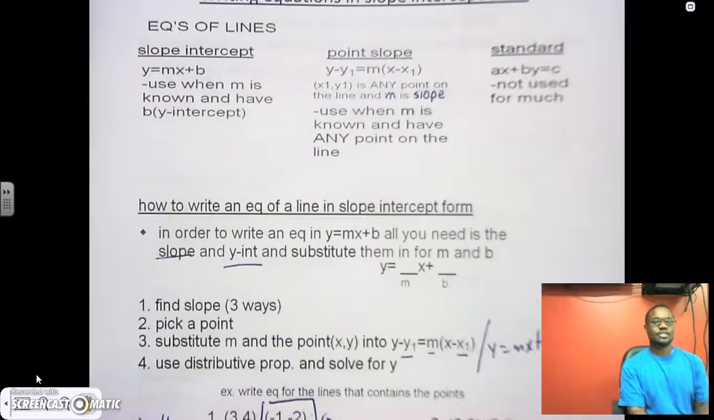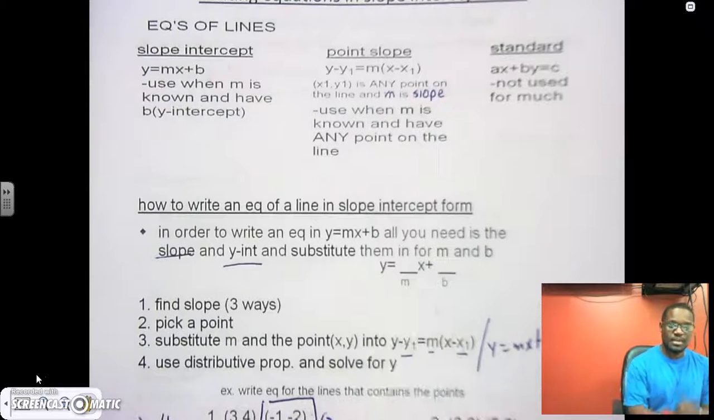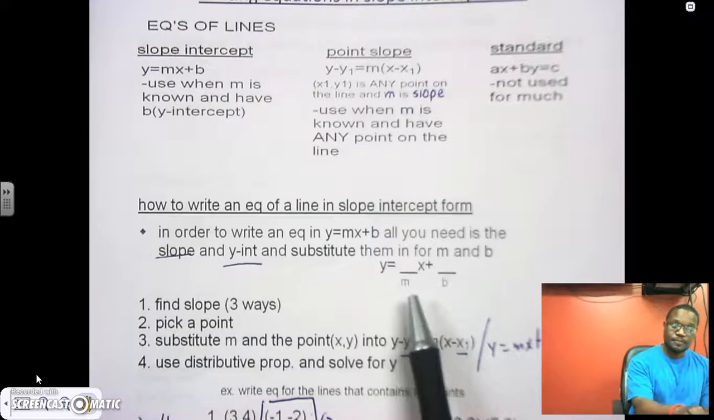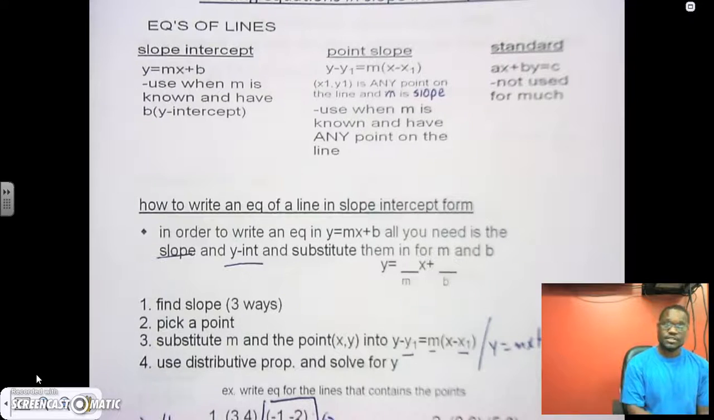Now, how to write an equation of a line in slope-intercept form. First of all, you have to understand that it's very easy if you are given the slope and the y-intercept. You simply substitute them in for m and b, where the slope goes and the y-intercept goes. Some people miss that, and it's right in front of their faces, and they ask me what to do. I'm saying, do you understand what this slope-intercept equation is saying? If you know the slope and the y-intercept, you simply put those numbers in.